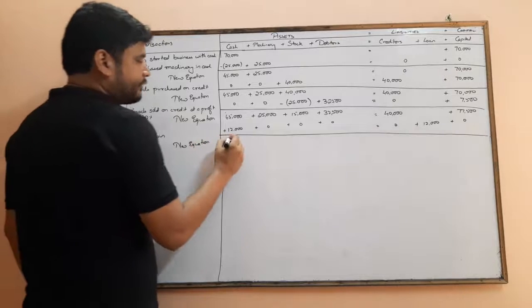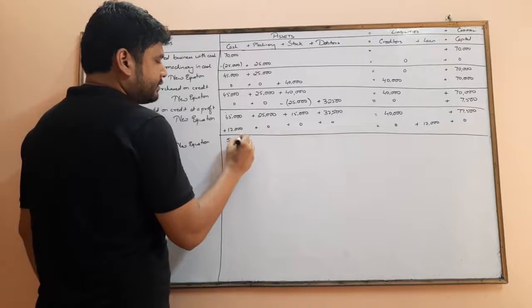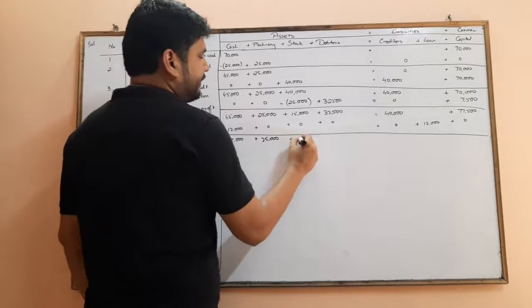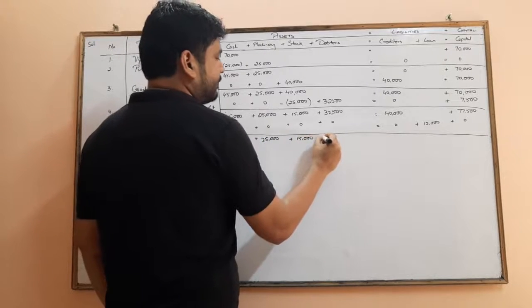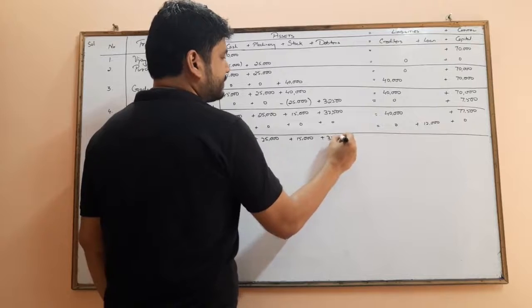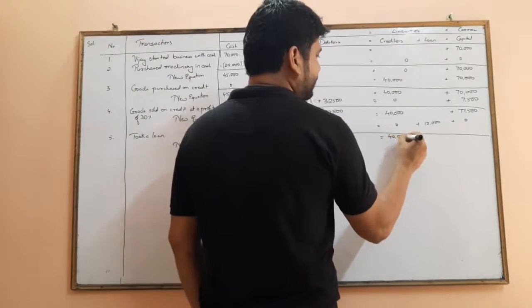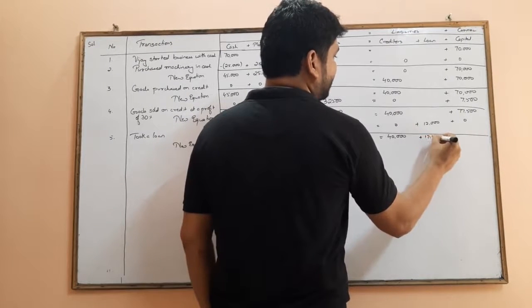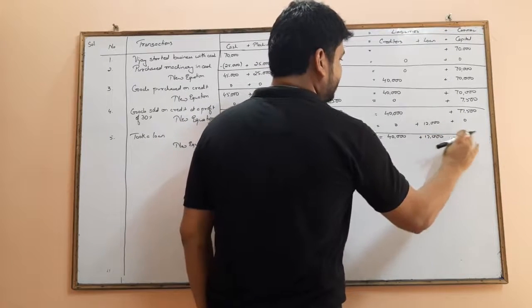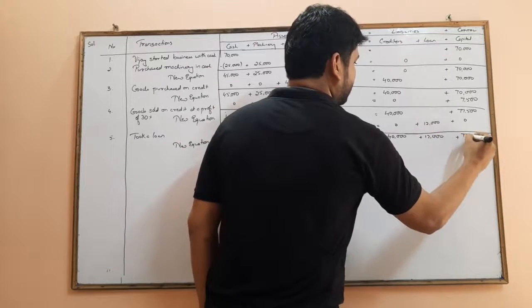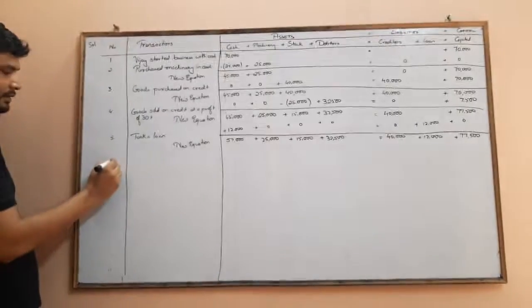I'm having cash of rupees 57,000, 25,000 I'm having the machinery, 15,000 stock plus 32,500 debtors. Creditors I'm having of rupees 40,000 plus 12,000 I'm having the loan and 77,500 I'm having the capital.